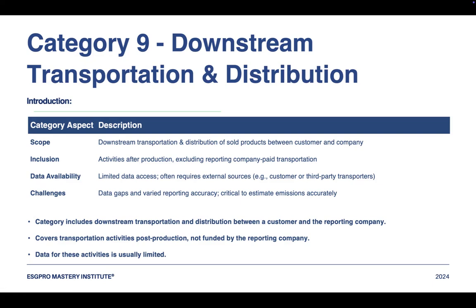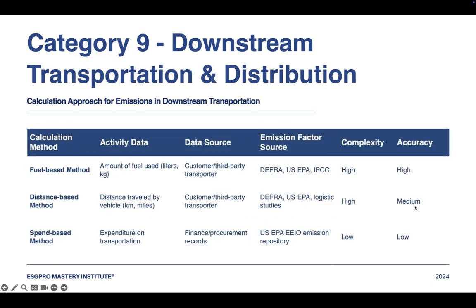Now, this particular category includes downstream transportation and distribution between the customer and the reporting company. It covers, of course, the post-production cycle, not funded by the reporting company. That's why it is difficult to obtain, and data for these activities is usually limited. Which are the data sources and calculation methods you use here? You use the fuel-based method or distance-based method, same as what we have done in transportation.